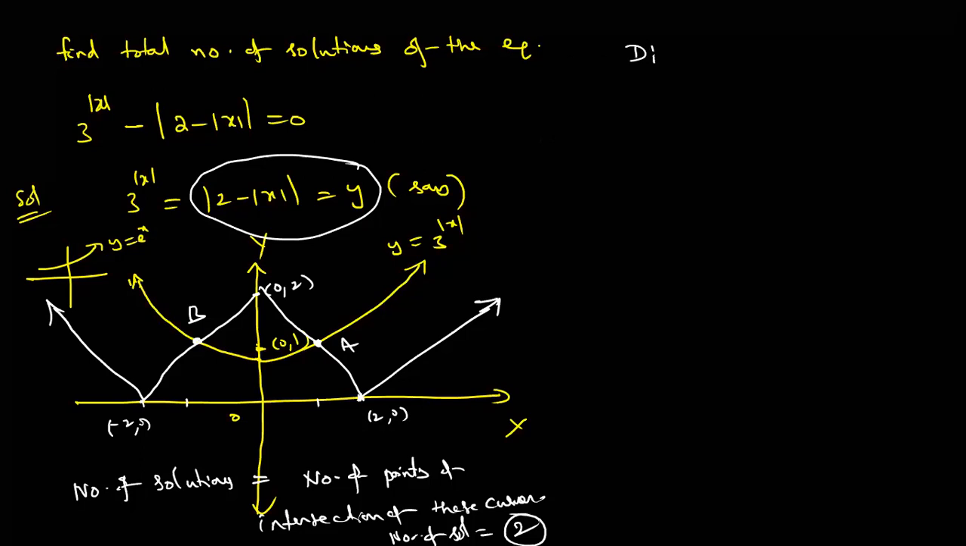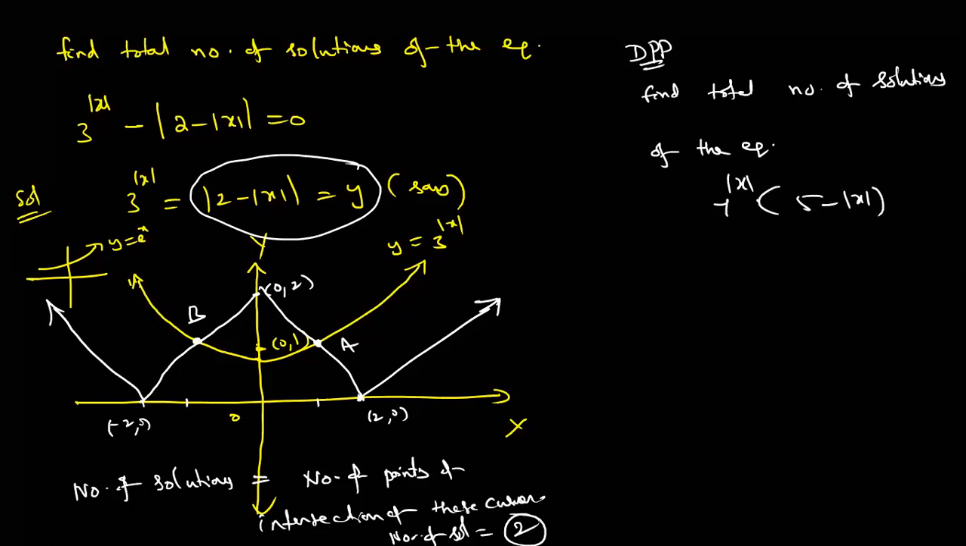So DPP question, dear students, I'm giving DPP. Tomorrow we will discuss this question, okay? Find the total number of solutions of the equation 7^|x| times (5 - |x|) = 1. This is the question. How many solutions are possible?